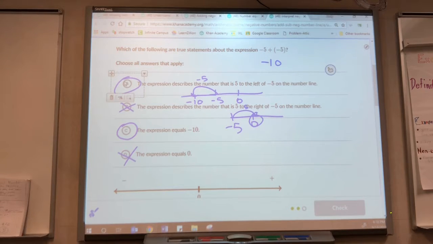And if I would have read my directions carefully, I would have known right away it said choose all that apply. So it's going to have multiple answers.